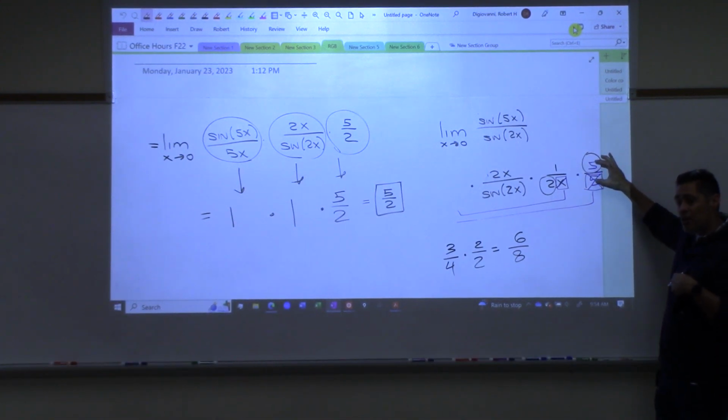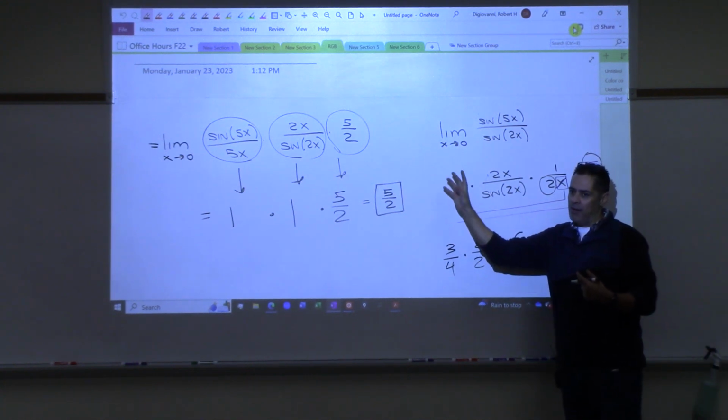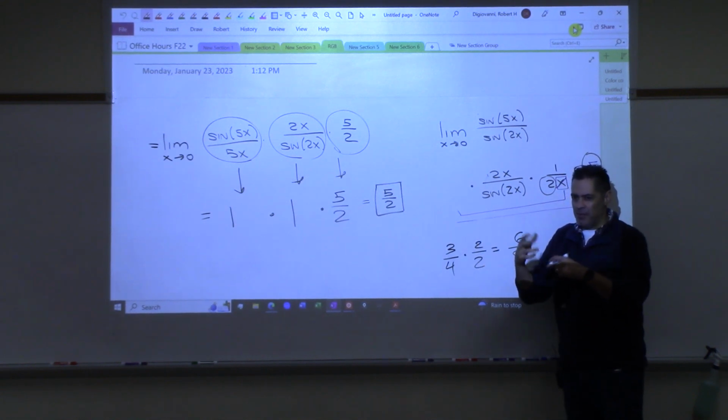So the one that I chose was just clever. I picked 5/5 so that I could use that 5 to kind of work that one expression against itself. Does that make sense?